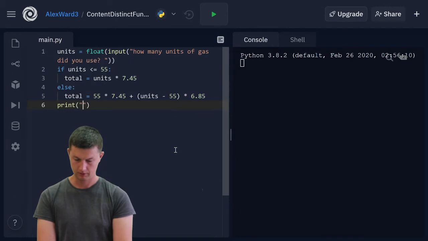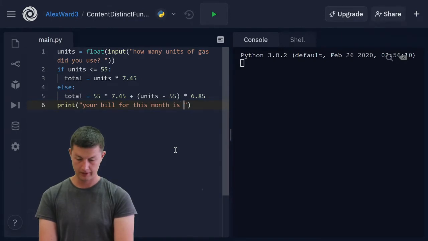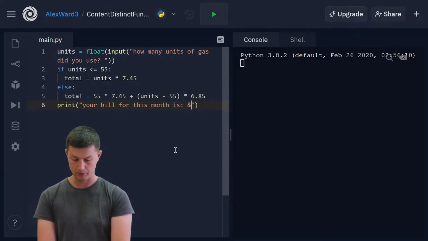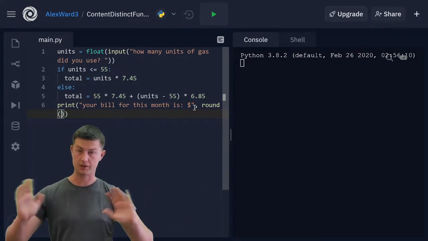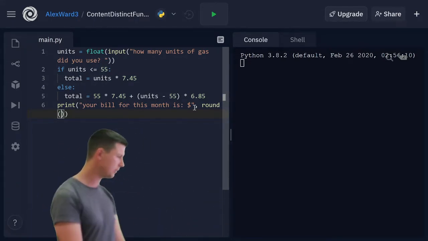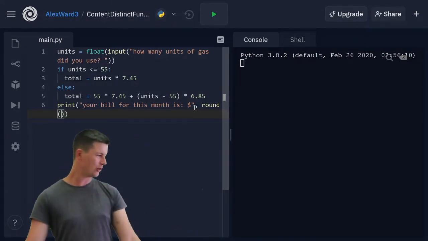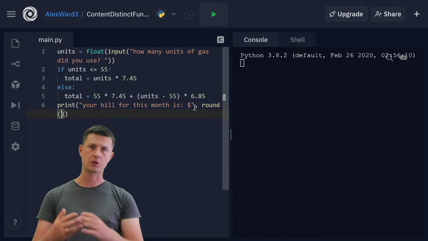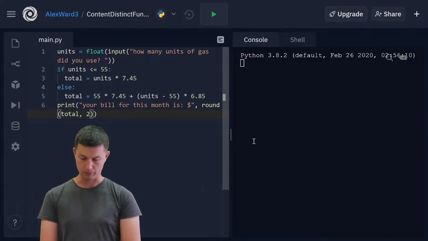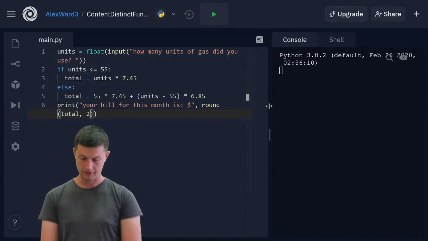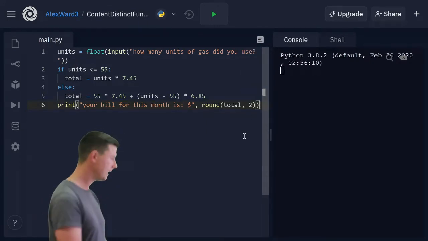Print your bill for this month is colon, and a dollar sign, and round. Don't forget our round function, or else we'll end up with too many decimal points, trying to collect thousandths or 10,000ths of cents. We don't want that. We just want a float, 2 decimal places. So we're rounding total to 2 decimal places. There it goes. That's what that line looks like.